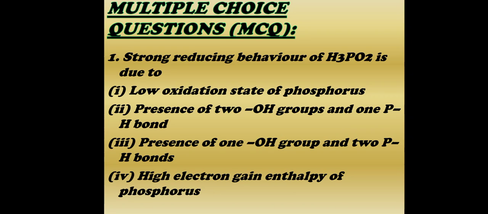Low oxidation state of phosphorus, presence of 2 OH groups and 1 P-H bond, presence of 1 OH and 2 P-H bonds, high electron density, and so on. Such types of MCQs are asked. You need to practice such types of questions. Of course the answer is the third, presence of 1 OH group and 2 P-H bonds.